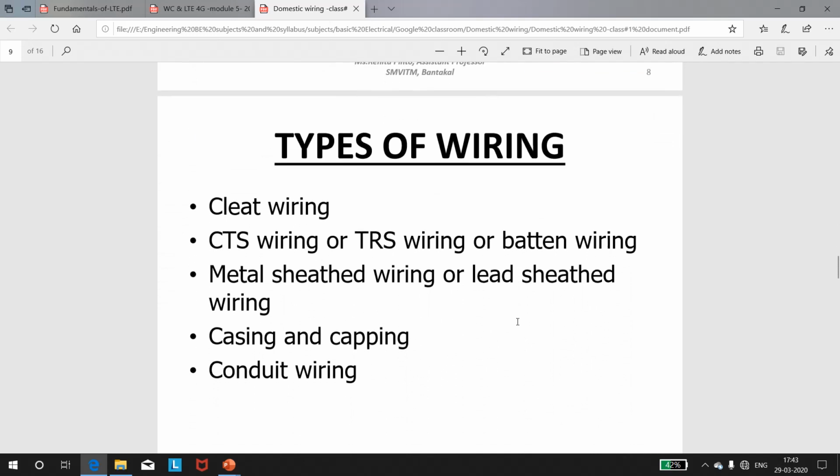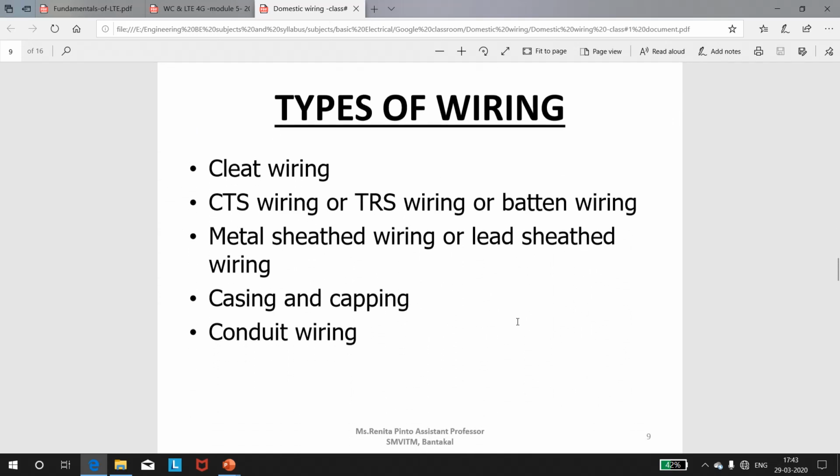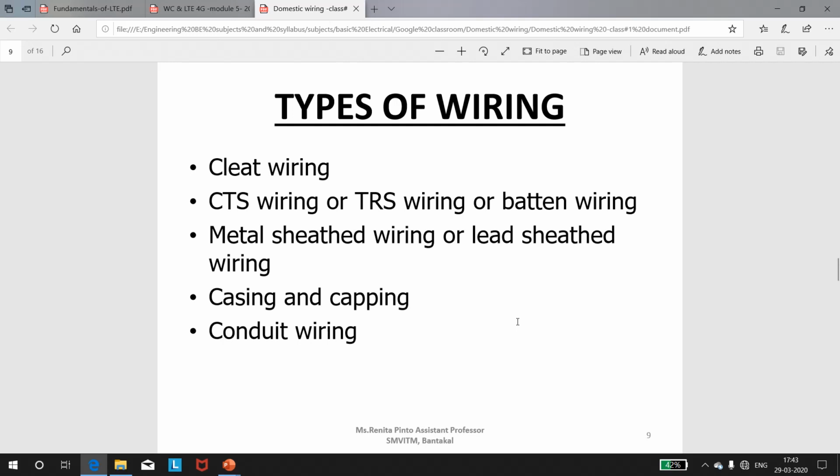So let us go to the next topic. Types of wiring. We have several different types of wiring. The first one is the cleat wiring. Then you have CTS wiring or TRS wiring or the batten wiring. Then we have metal sheet wiring, casing and capping, and conduit wiring. We will see what these different types of wiring are and how they are connected.